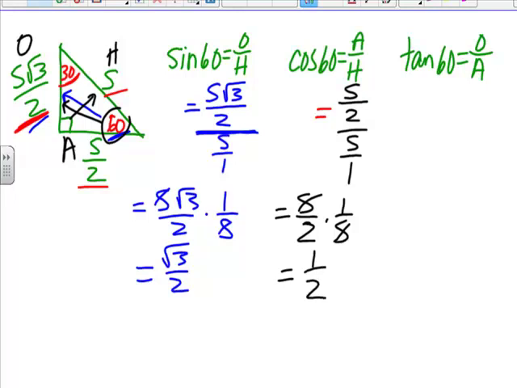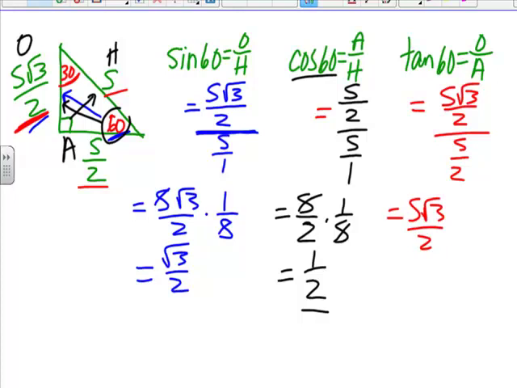I get a half. Cosine of 60 is a half. Last but not least, I want to look at one more, and that is the tangent of 60, which is the opposite, still s radical 3 over 2, all over the adjacent, which is still s over 2. And so I'm going to take s radical 3 over 2 and multiply that by the flip of this, which is 2 over s. And so now I get my s's dropping out and my 2's dropping out, and it turns out the tan of 60 is radical 3.